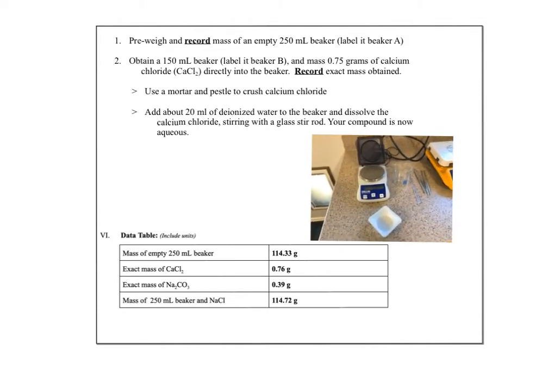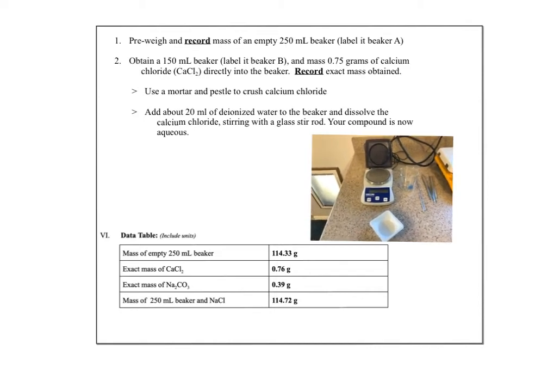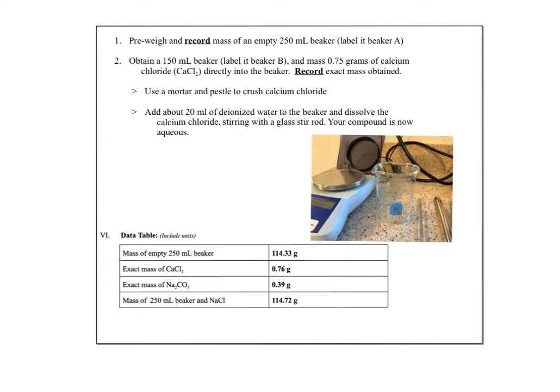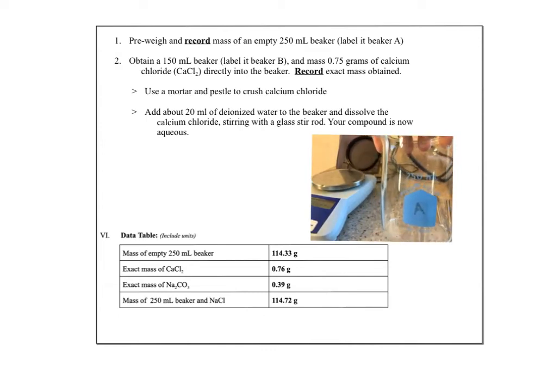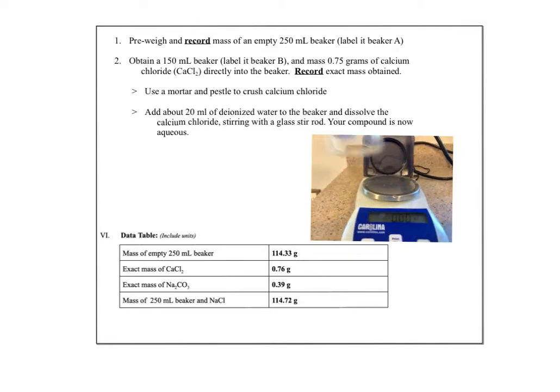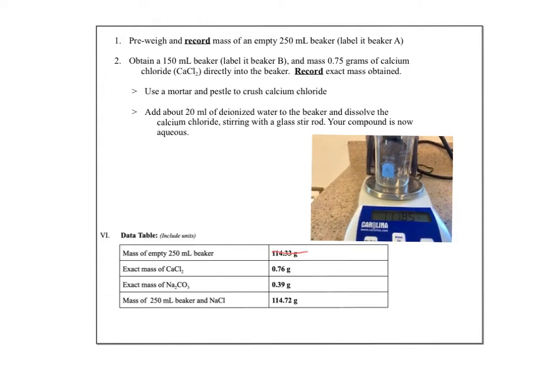But anyways, so here's the directions, and I just copied and pasted from the procedure. Number 1 says pre-weigh and record the mass of an empty 250 ml beaker and label it beaker A. So this is a 250 ml beaker, so I'm going to zero out my balance. 111.85. So notice when I did this a different year, we had a different mass. Not all beakers are exactly the same. So we're going to actually use this mass today, 111.85.